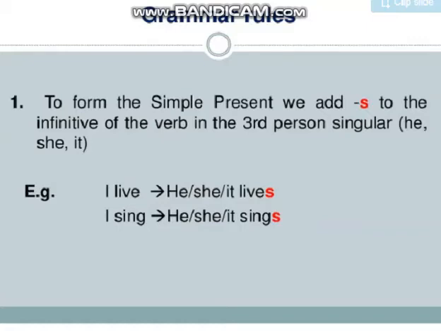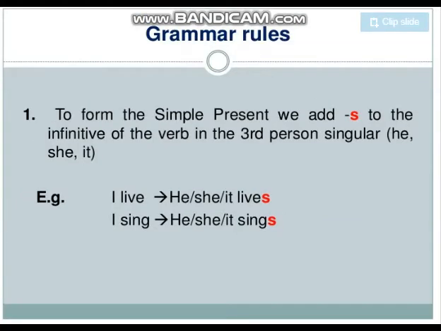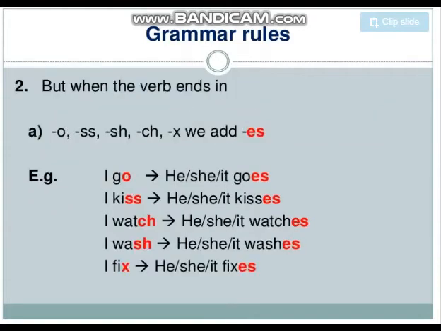We have some grammar rules for how to form simple present tense. To form the simple present, we add s to the infinitive of the verb in the third person singular: he, she, it. With third person singular he, she, it, we add s or es to the main verb, or the first form of the verb. Like here you can see I live, I sing, but whenever we say he lives, she lives, it lives, he sings, she sings, it sings. So whenever we are talking about a singular person, we add s or es to the verb.